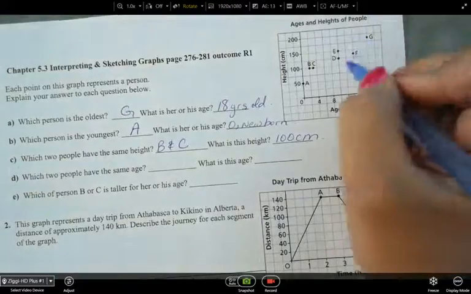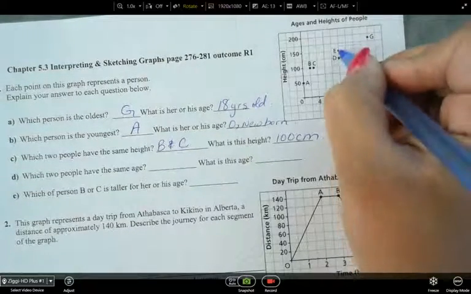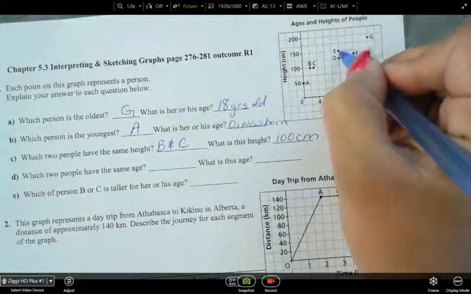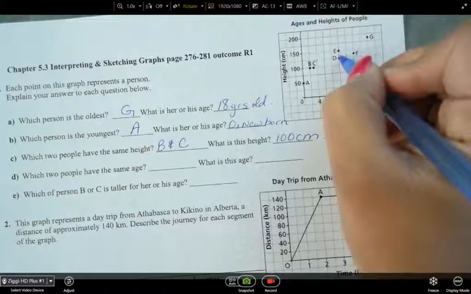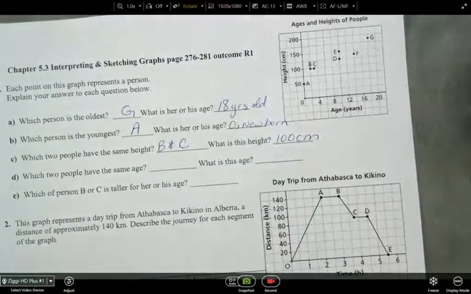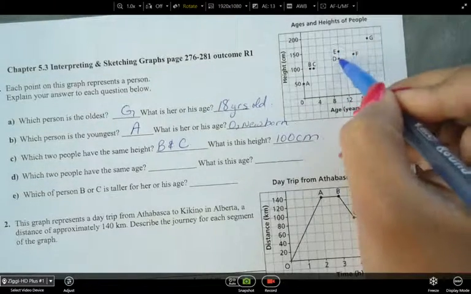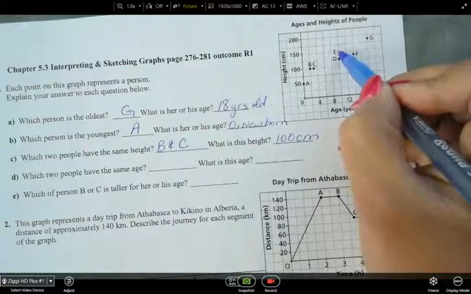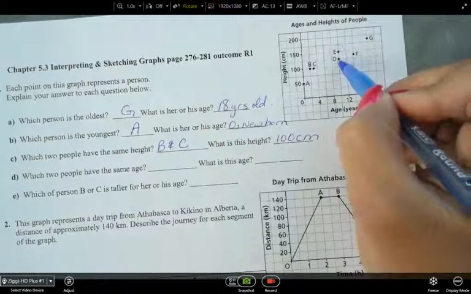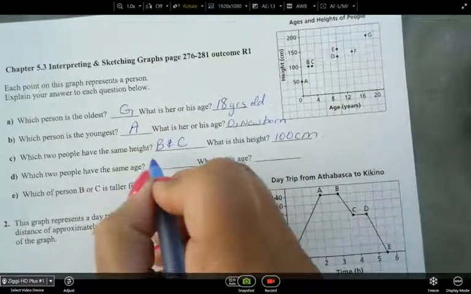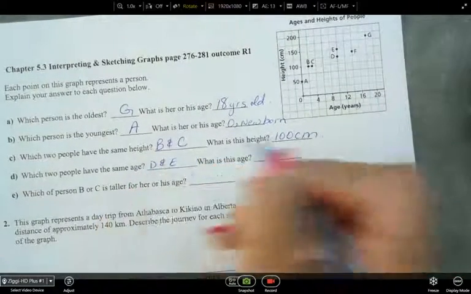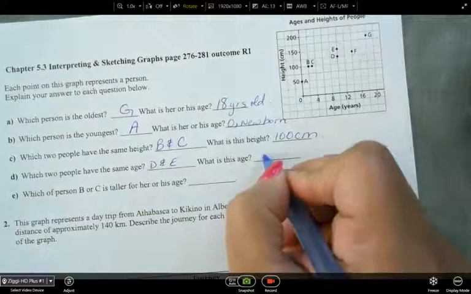Okay, and now which two people are the same age? So what does that look like? They have the same vertical, so they have the same x value, right? Okay, there's two different y values. Do you remember the function and relation idea? Could you call this a function or not? No. Why not? Because right here, this vertical, two people have the same age, right? And they have two different heights. Okay, so person D and E, they are both how old? 10 years old.